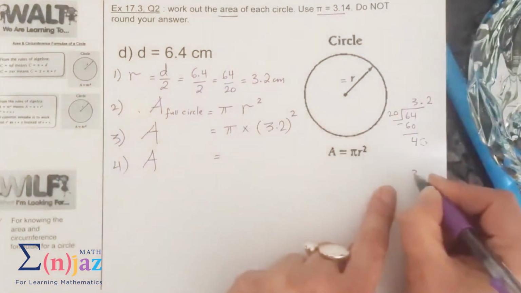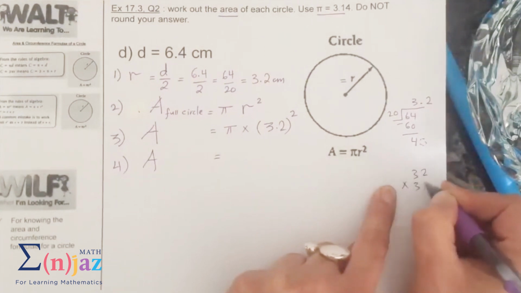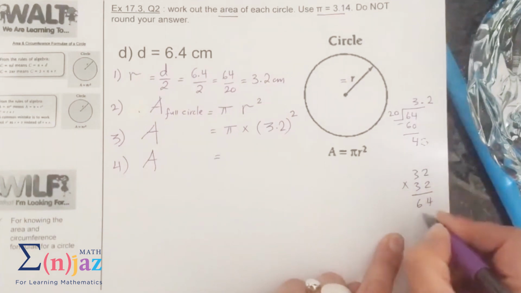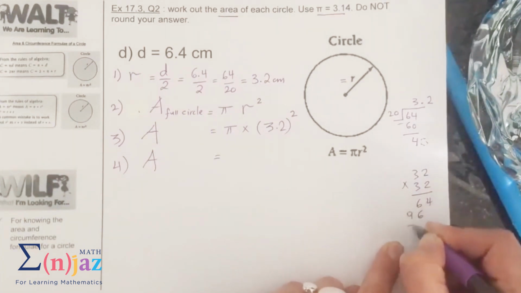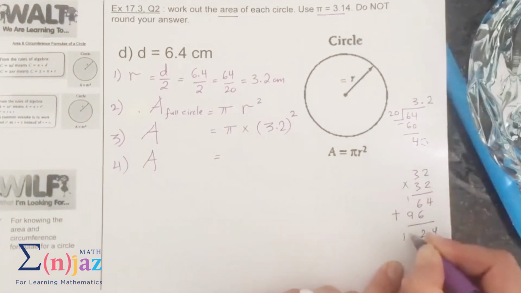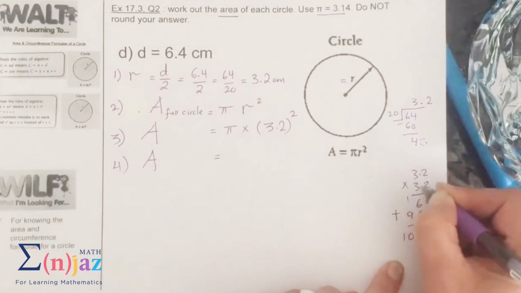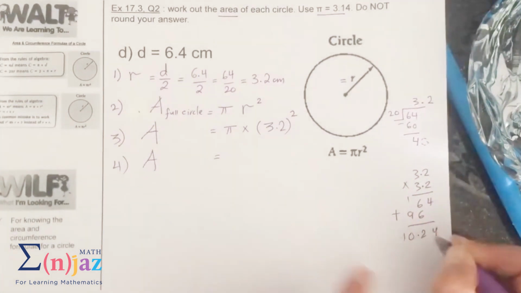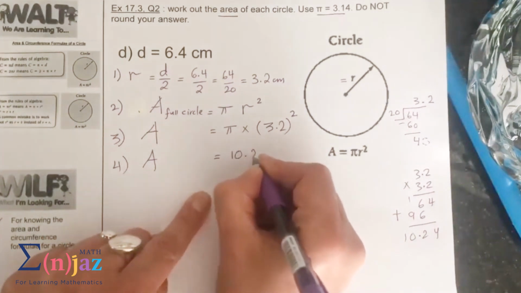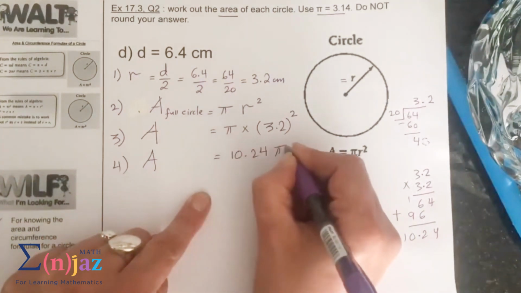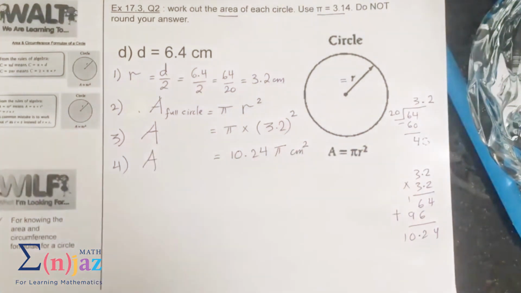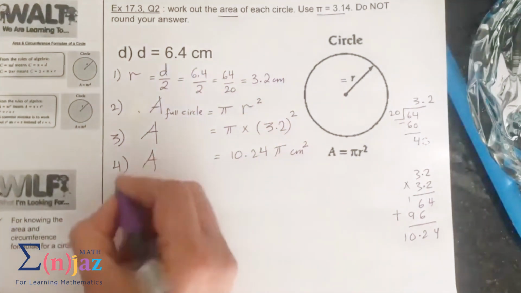So 32 times 32, ignore the decimal, place it later. 4, 6, 6, 9, add 4, 12, 10, decimal here, 1, 2, 1, 2, place the decimal. So the answer will be 10.24 pi centimeter squared, because it's an area. Now, this is the answer in terms of pi.